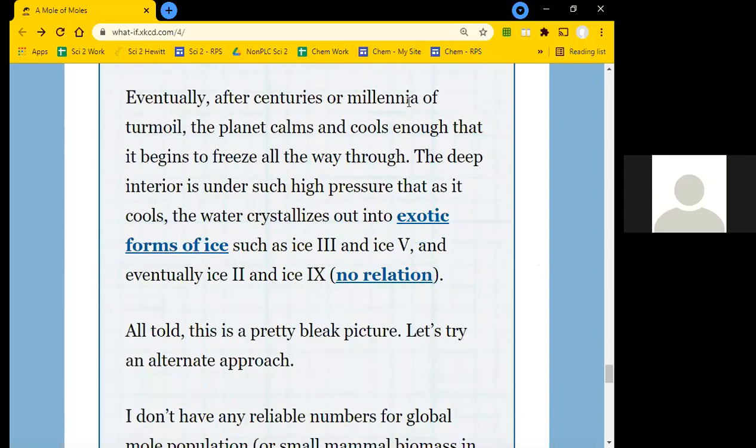Eventually, after centuries or millennia of turmoil, the planet calms and cools enough it begins to freeze all the way through. The deep interior is under such high pressure that as it cools, the water crystallizes out into exotic forms of ice such as Ice 3 and Ice 5, and eventually into Ice 2 and Ice 9.